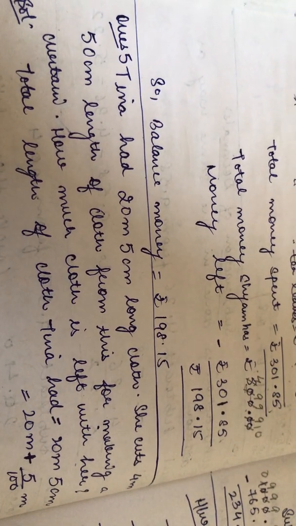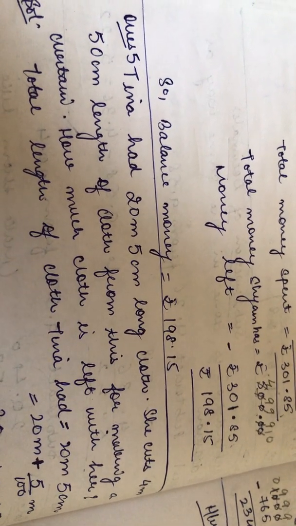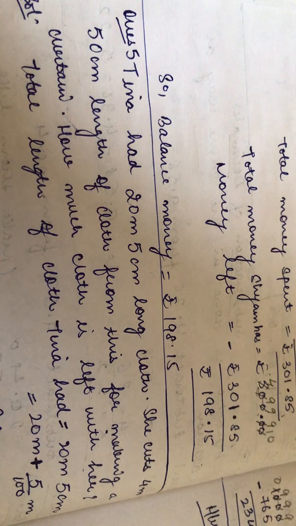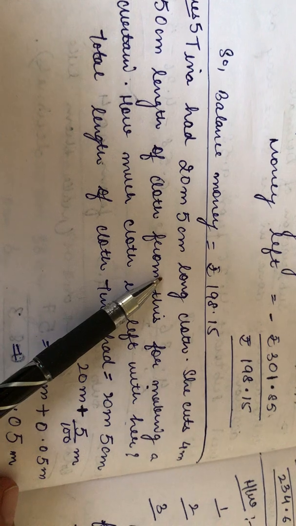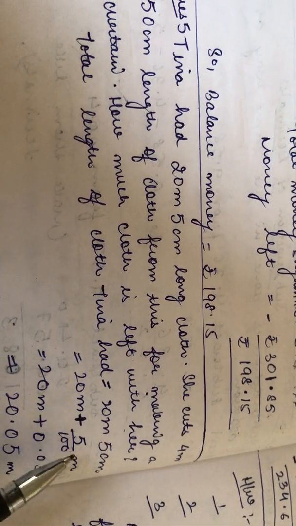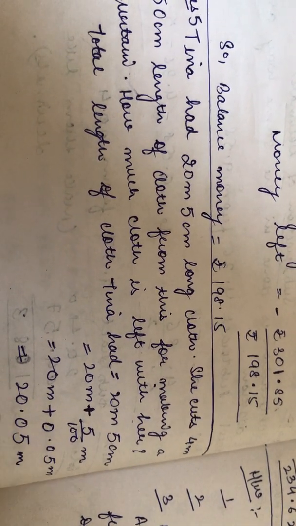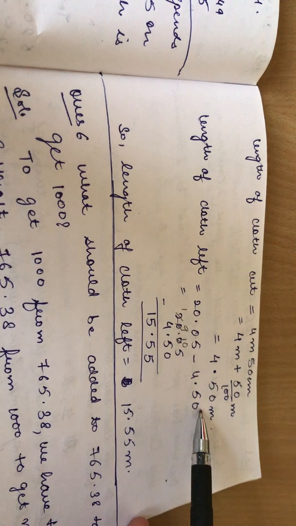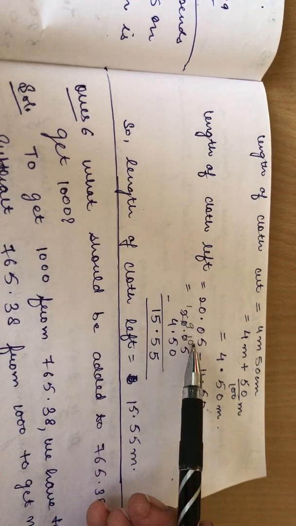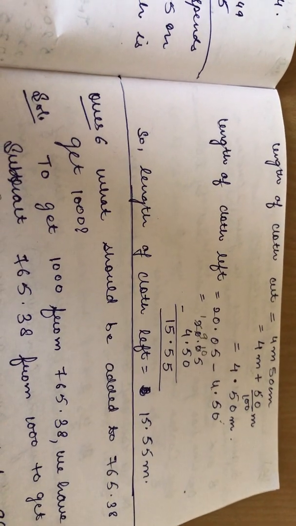Next is, Tina had 20 meter 5 centimeter long cloth. She cuts 4 meter 50 centimeter length of cloth from this for making a curtain. How much cloth is left with her? Now total length of cloth Tina had is 20 meter and 5 centimeter. 20 meter plus 5 centimeter is 5 by 100 meter, or you can write it like this, 0.05 meter, so 20.05 meters. The length of cloth cut is 4 meter 50 centimeter, that is 4.50 meters. So what is the length of cloth left? Subtraction of these two, 20.05 minus 4.50, I am getting 15.55.